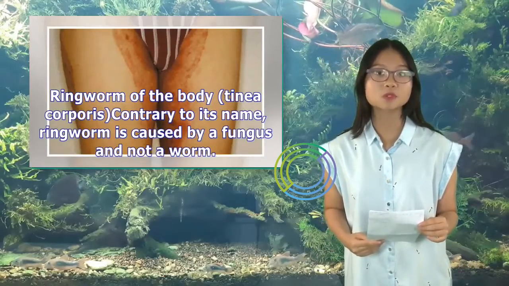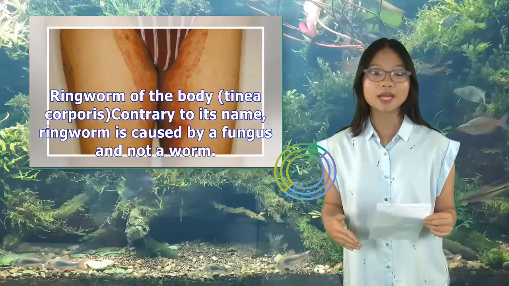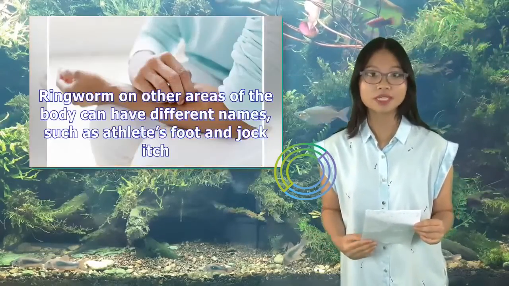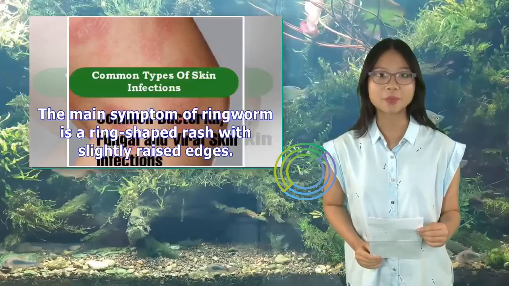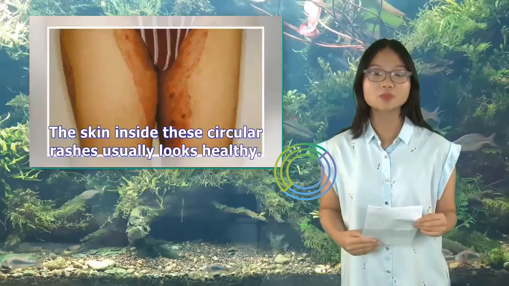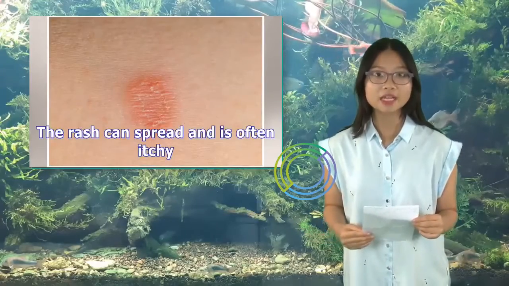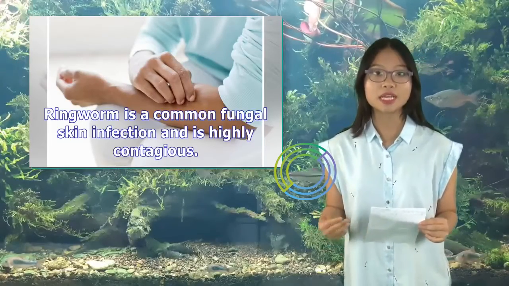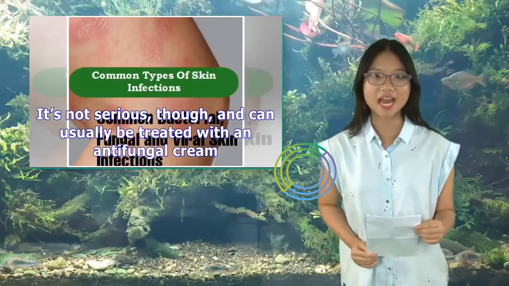Ringworm of the body, Tinea corporis. Contrary to its name, ringworm is caused by a fungus and not a worm. It typically occurs on the torso and limbs. Ringworm on other areas of the body can have different names, such as athlete's foot and jock itch. The main symptom of ringworm is a ring-shaped rash with slightly raised edges. The skin inside these circular rashes usually looks healthy. The rash can spread and is often itchy. Ringworm is a common fungal skin infection and is highly contagious. It's not serious, though, and can usually be treated with an antifungal cream.